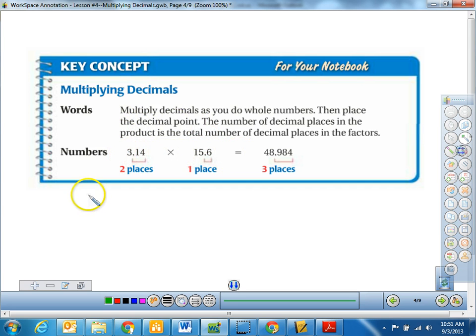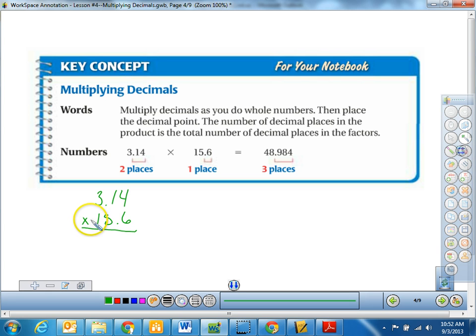So for example, that's not the clearest. Right here, we're going to work this problem out. We have 3.14, and we're multiplying it times 15.6. So if we're talking technically, we have 3 and 14/100ths times 15 and 6/10.